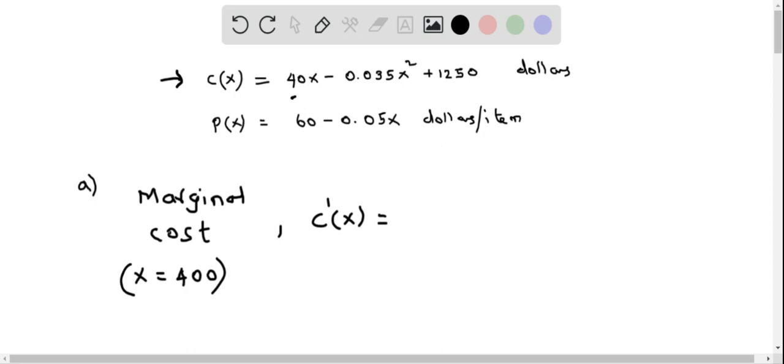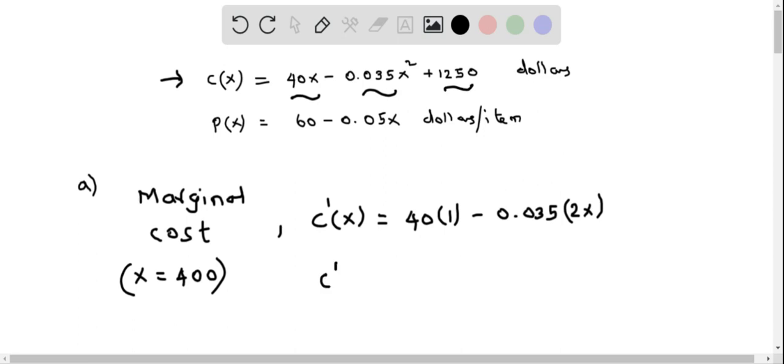The first term we have is 40x. The derivative of 40x is 40 times the derivative of x, which is 1, so it becomes 40 times 1. Then we find the derivative of the second term, 0.035 times the derivative of x squared, which is 2x. The last term is a constant, and the derivative of a constant is 0.